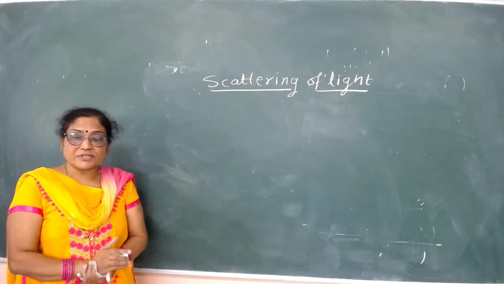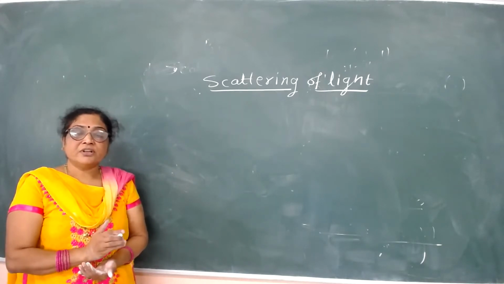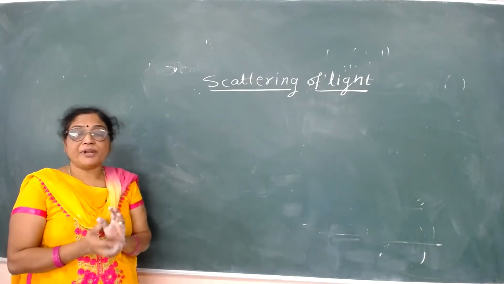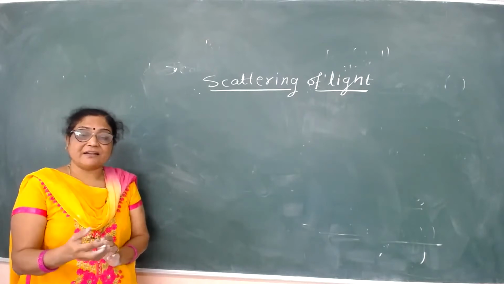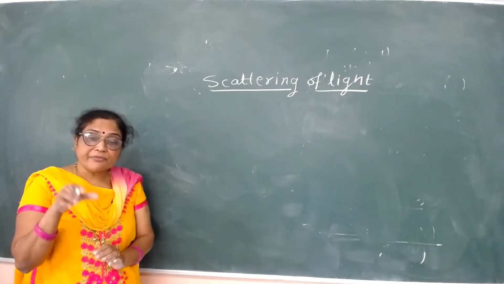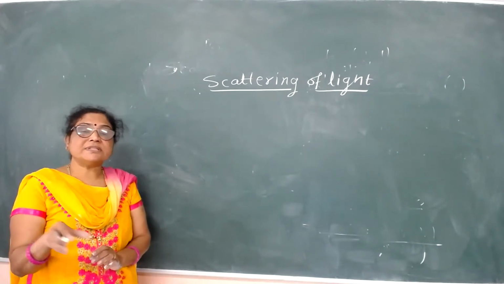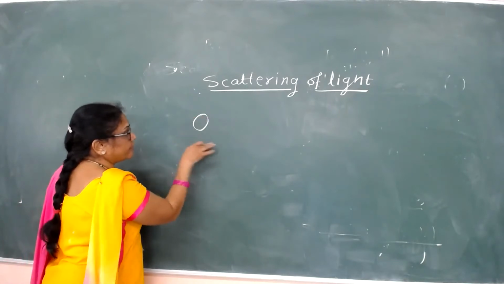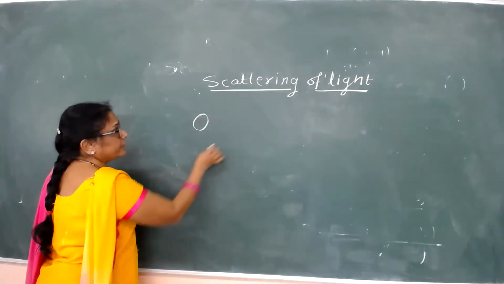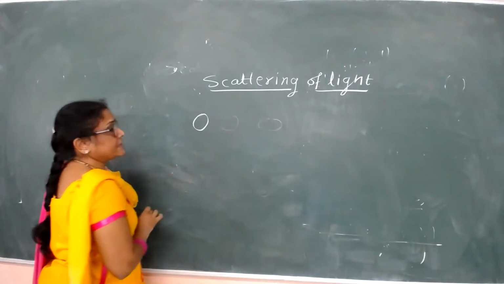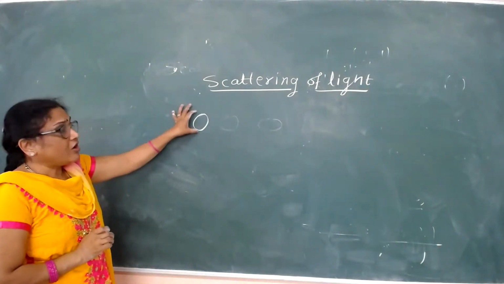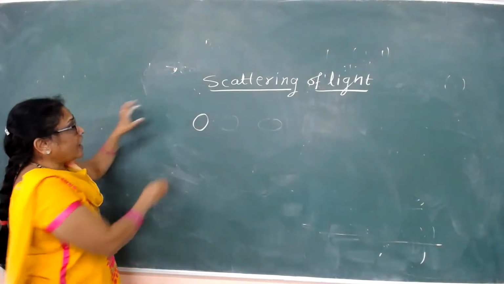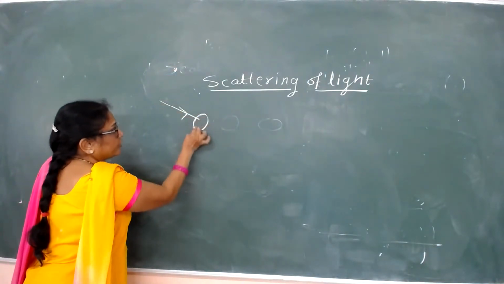So many gas molecules are there, oxygen, nitrogen. In this type there are different molecules. When the ray of light propagates from the sun to the earth's surface, it is first incident on the molecules in the atmosphere. Our atmosphere is made up of a number of molecules, some big in size and some very, very small. So these light rays are first incident on these molecules.